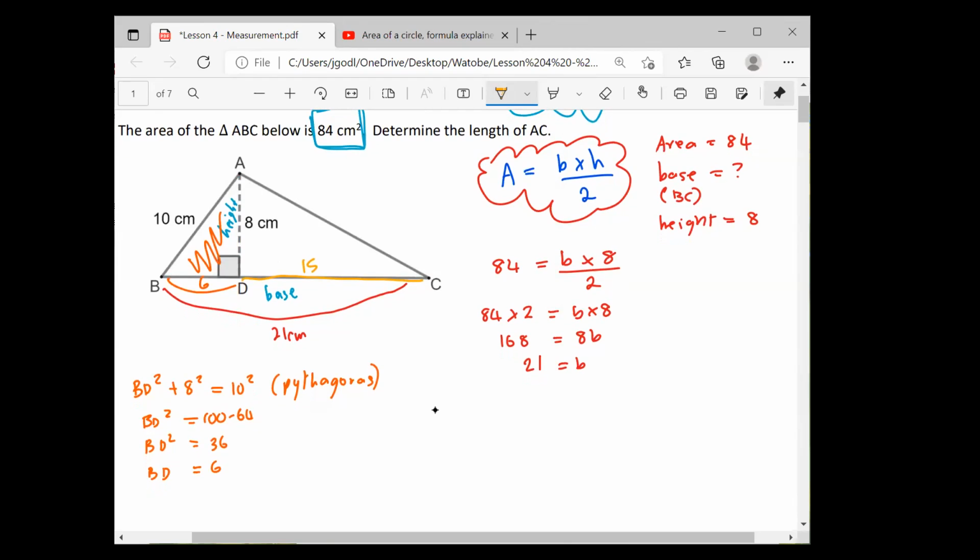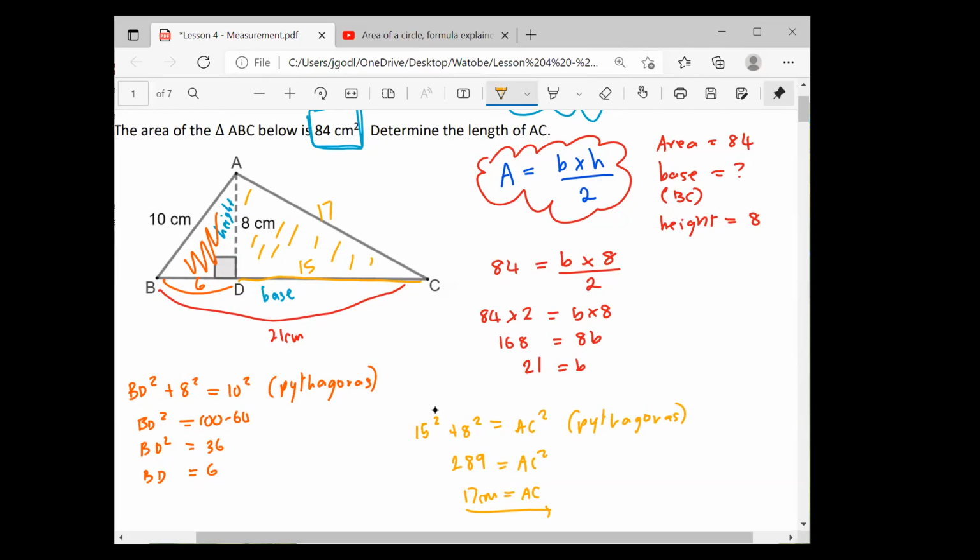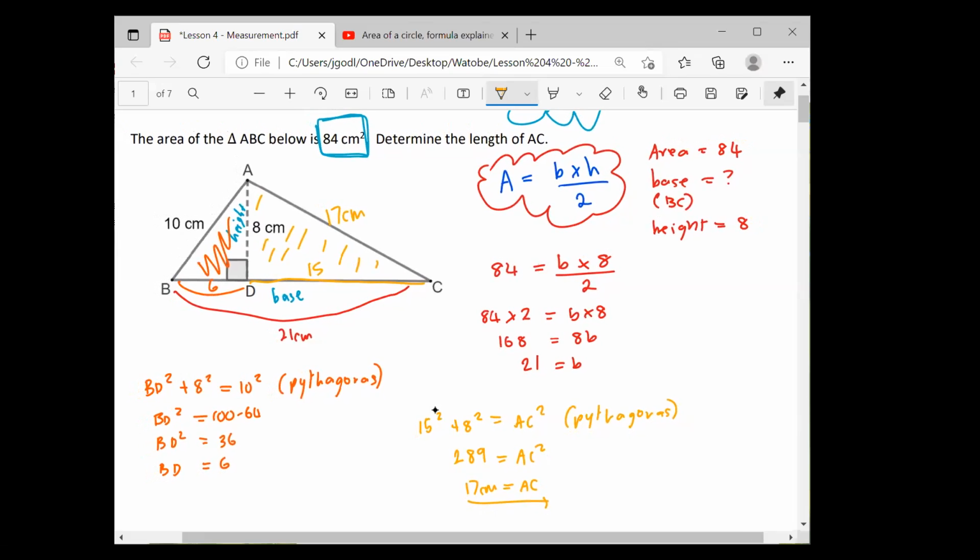And if we know that this is 15 and this is 8, and we're dealing with another right-angled triangle, that means we can use Pythagoras again. So now we can say 15 squared plus 8 squared is equal to AC squared because of Pythagoras. So AC squared is equal to 15 squared plus 8 squared, which gives us 289. And the square root of 289 is 17 centimeters. And so AC is going to be 17 centimeters. All of that work for one little answer.